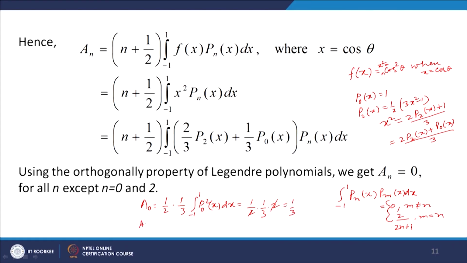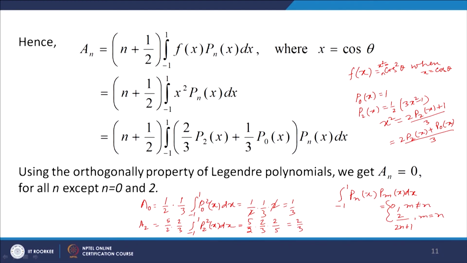And a_2 we can similarly find. a_2 will be (2 plus half), so 5 by 2, into 2 by 3 times the integral from -1 to 1 of P_2 square x dx. When you take n equal to 2, the integral is 2 by 5. So, we get a_2 equal to 2 by 3.